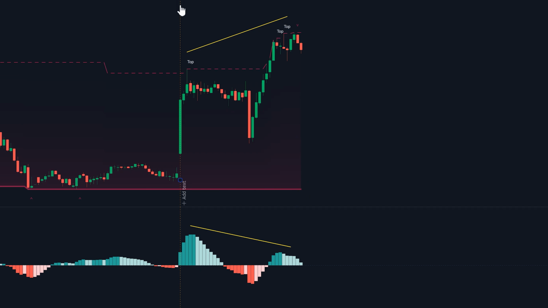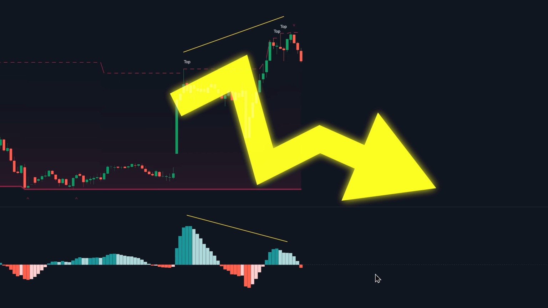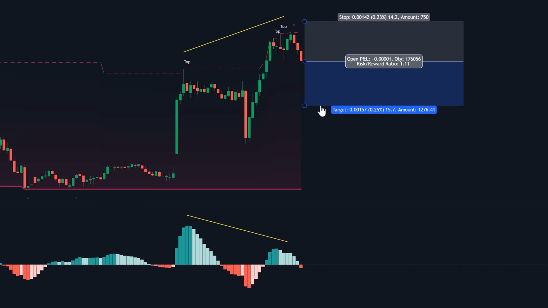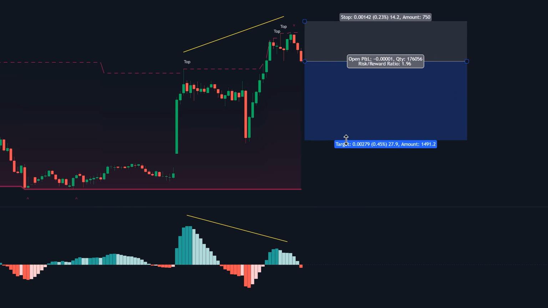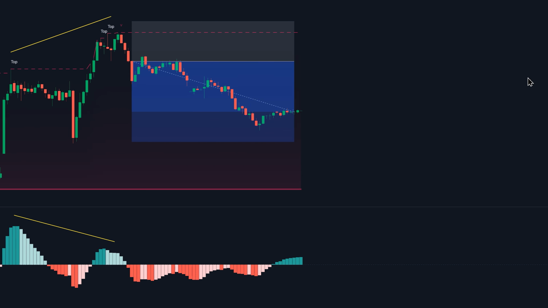Once this is confirmed, we just wait for the MACD histogram to shift to red to signal an increase in bearish momentum. We take a short position, stop loss above the upper band. The take profit is going to be set at 2 times the risk. Let the trade run, and as you can see, it was profitable.